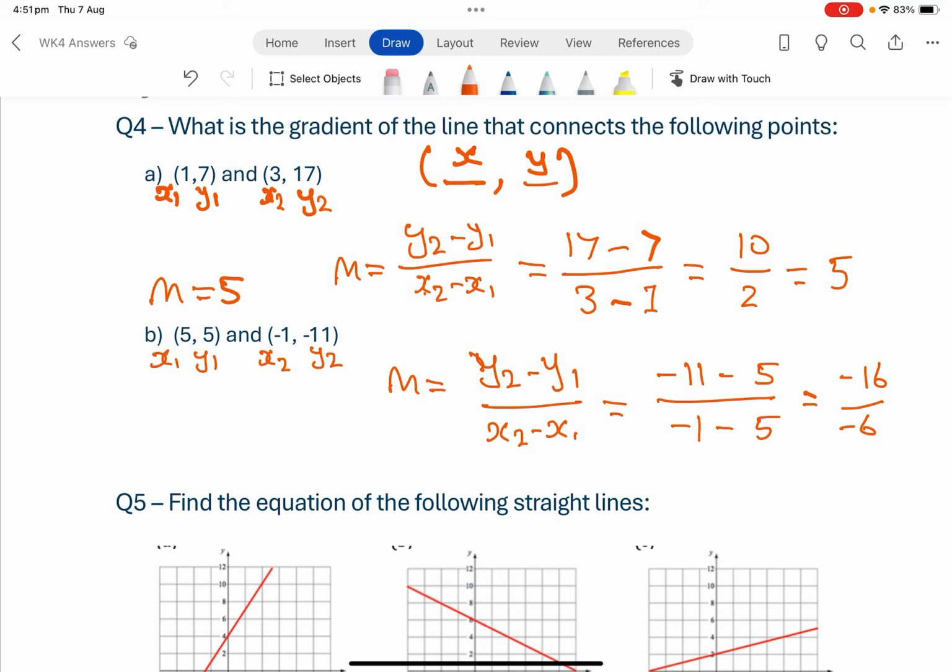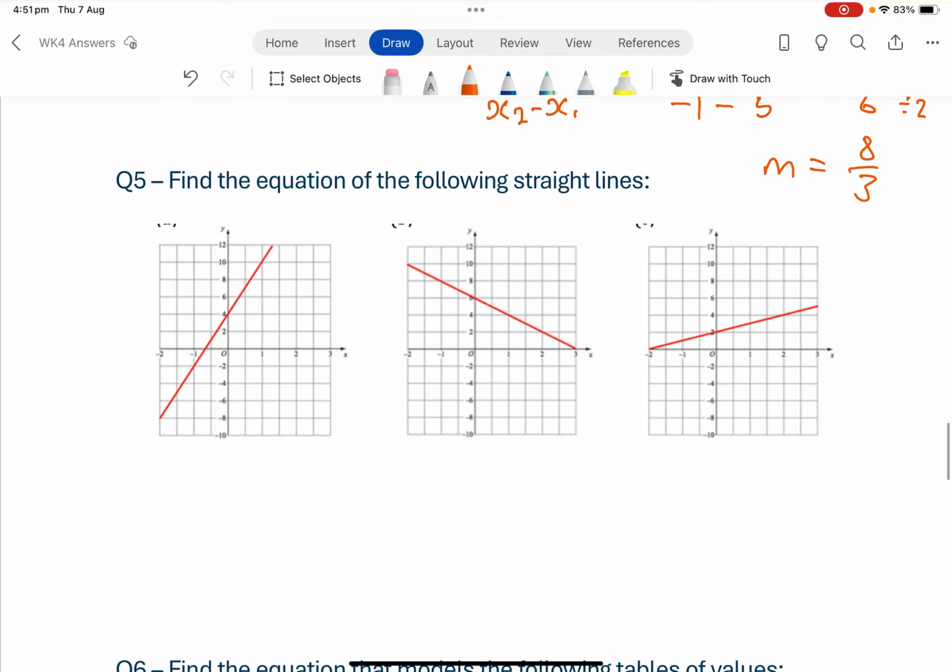When I have a negative over a negative, they can cancel out so that they disappear. Okay, so I'm actually just going to get rid of them. So the negatives are gone. Now I'm looking at this and I'm like, can I simplify that? Yes, I can. Let's divide the top and bottom by 2. We'll get 8 over 3, and that is my gradient.